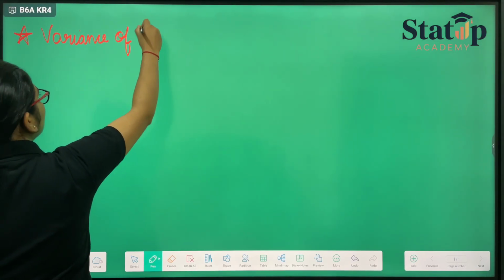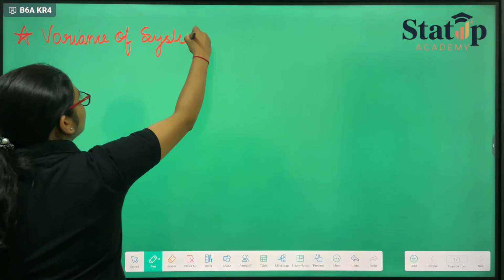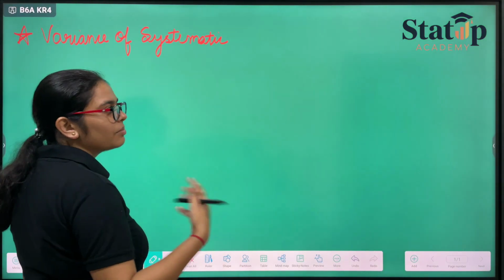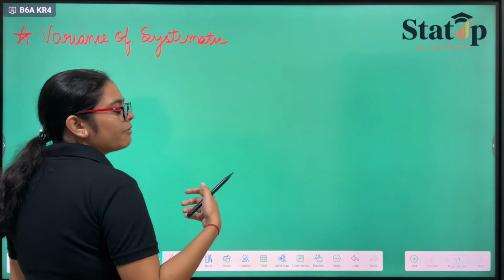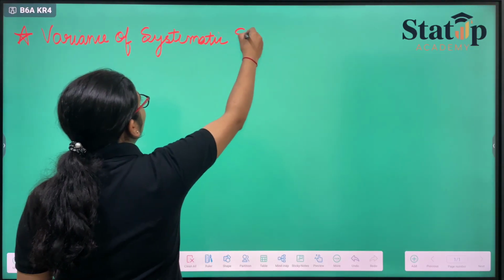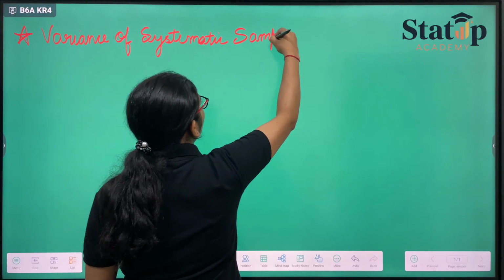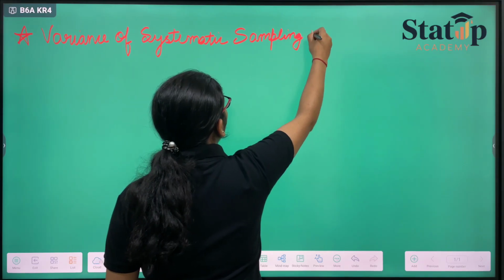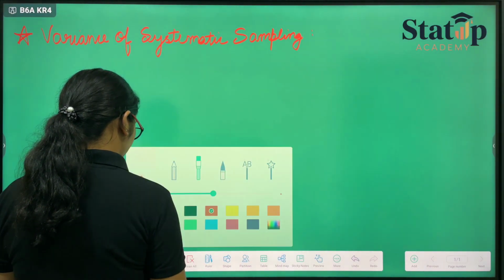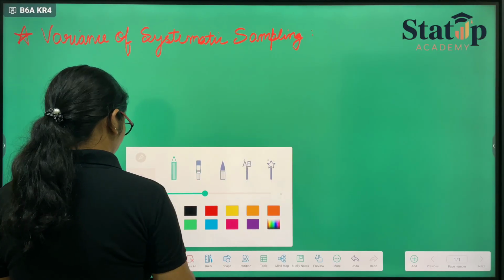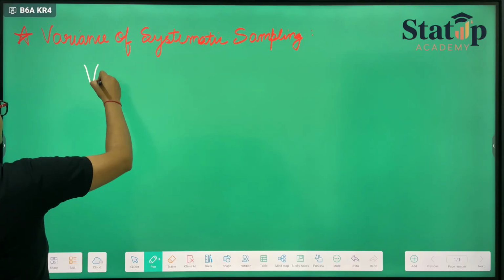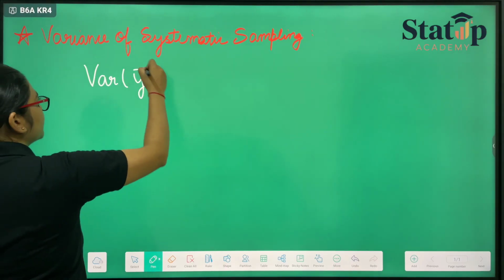Variance of systematic sampling. This variance is basically used in comparison of the random sampling methods, which will be the further topic of this lecture video. So first of all, we will find this. What is the variance of systematic random sampling?